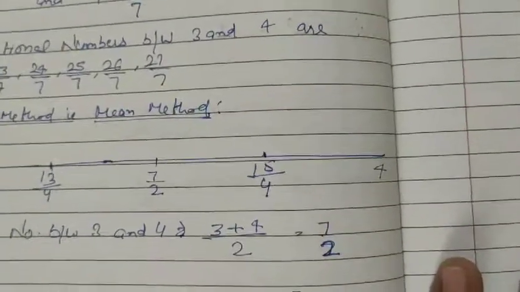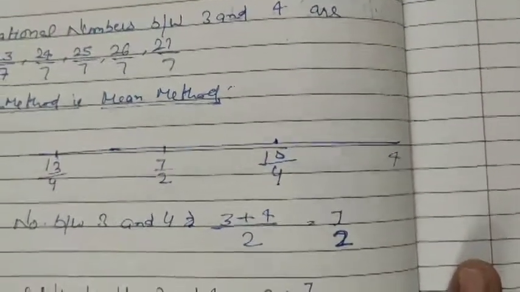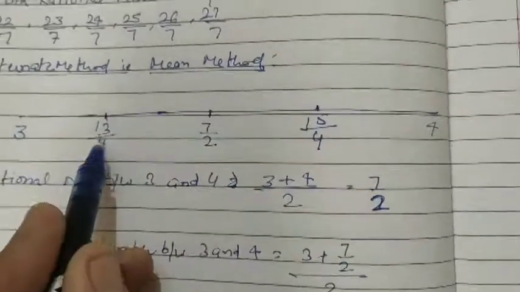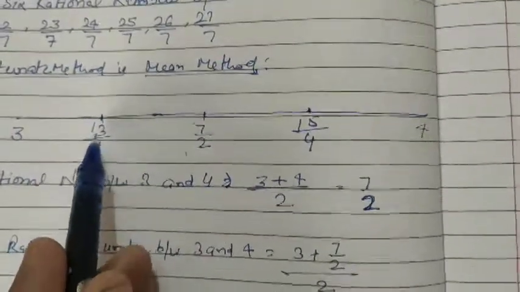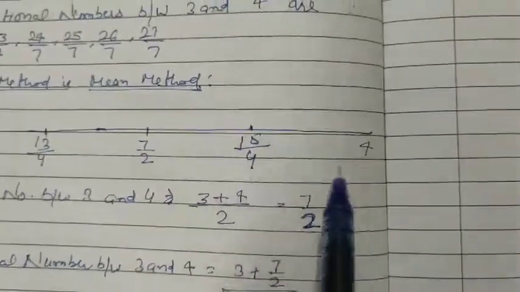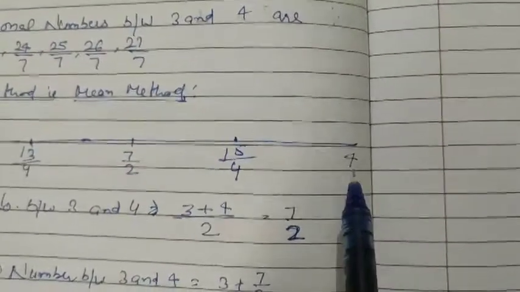So now we have to find three more numbers between these numbers. So we can find the average of 3 and 13 by 4. We can find the average of 13 by 4 and 7 by 2. We can find the average of 7 by 2 and 15 by 4. And similarly, we can find the average of 15 by 4 and 4.